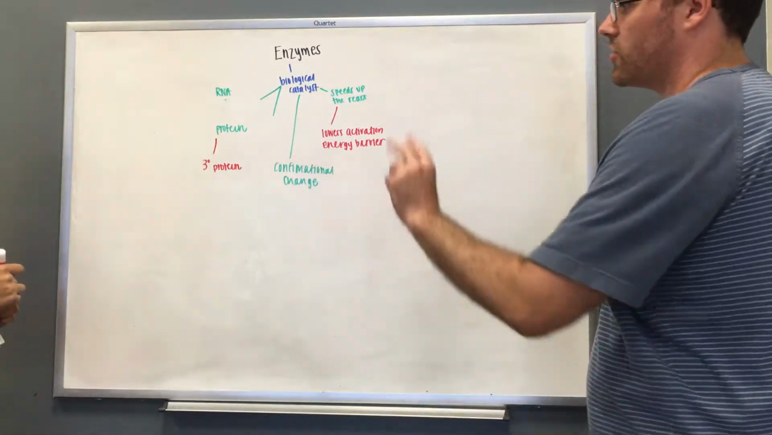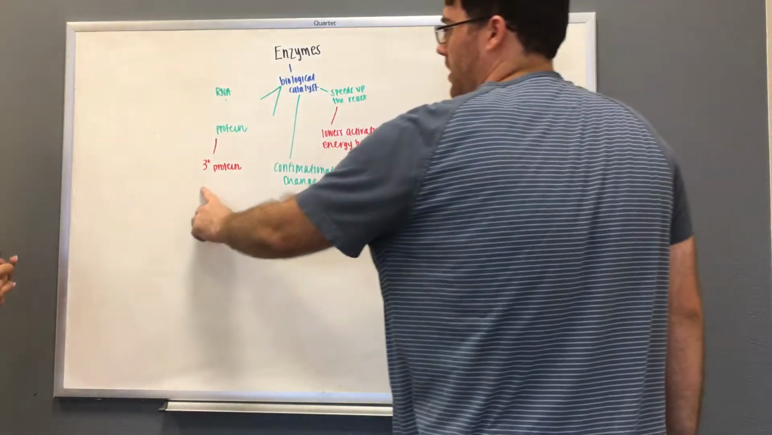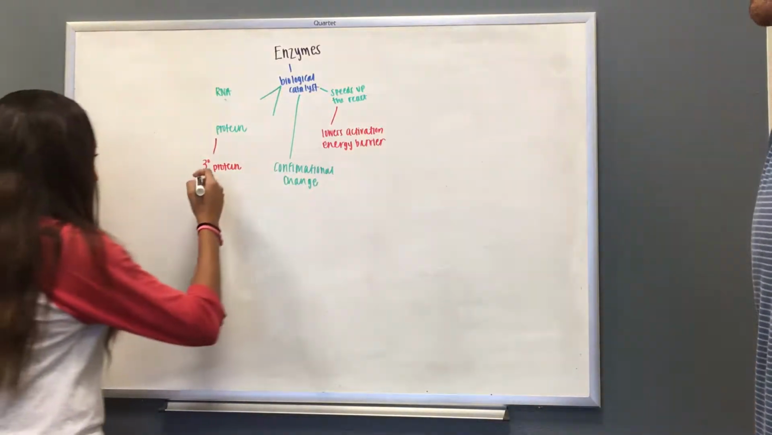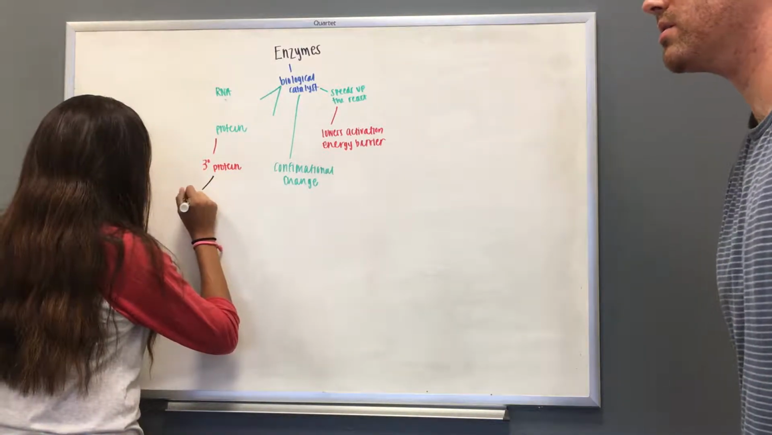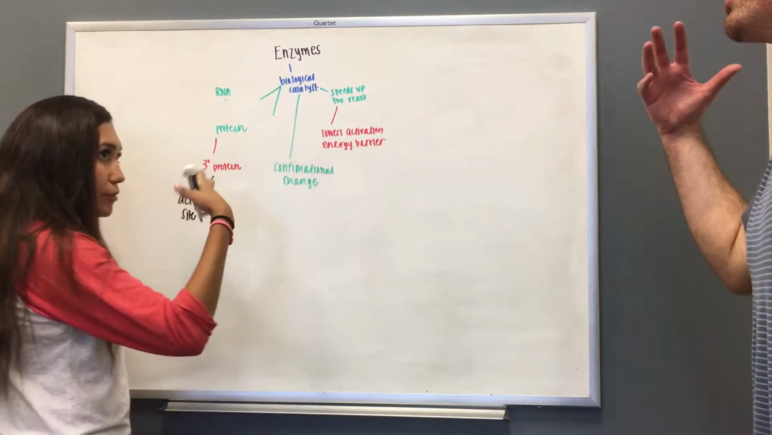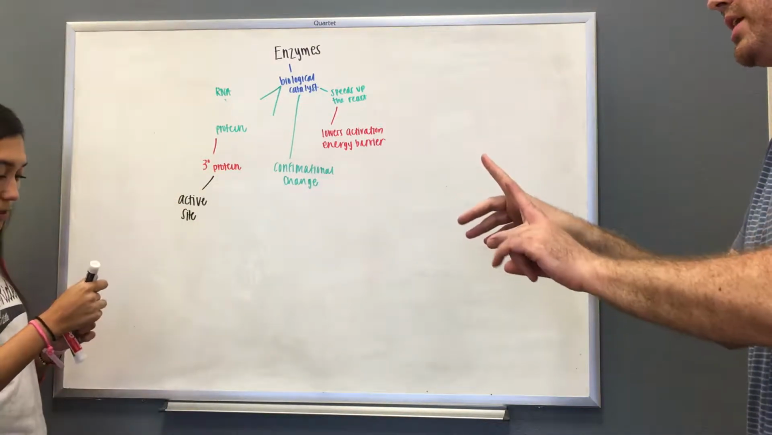Tertiary protein. So there's two parts that we mentioned. The active site, and then we'll talk about something else later. But for starters, we'll mention the active site. And what is the active site? Where things come. Yeah, where the substrate binds.